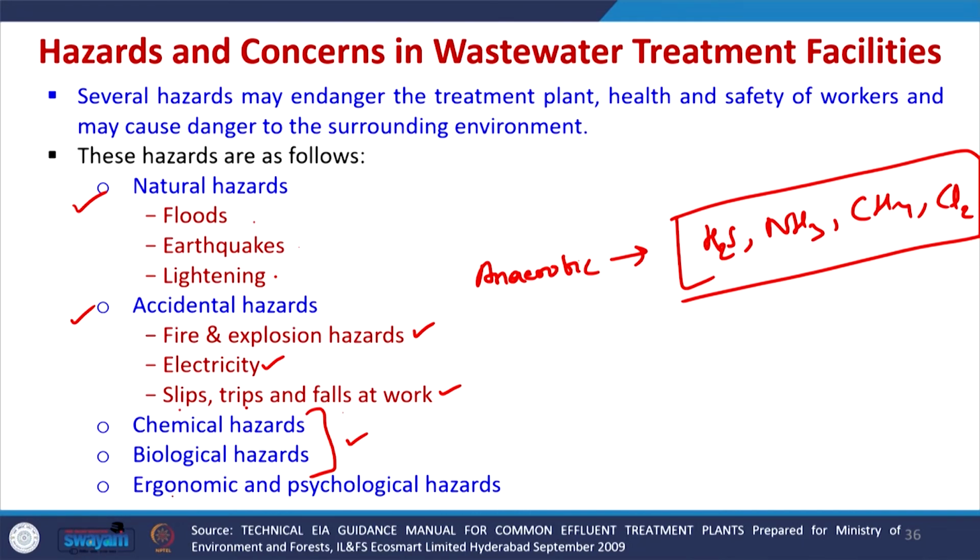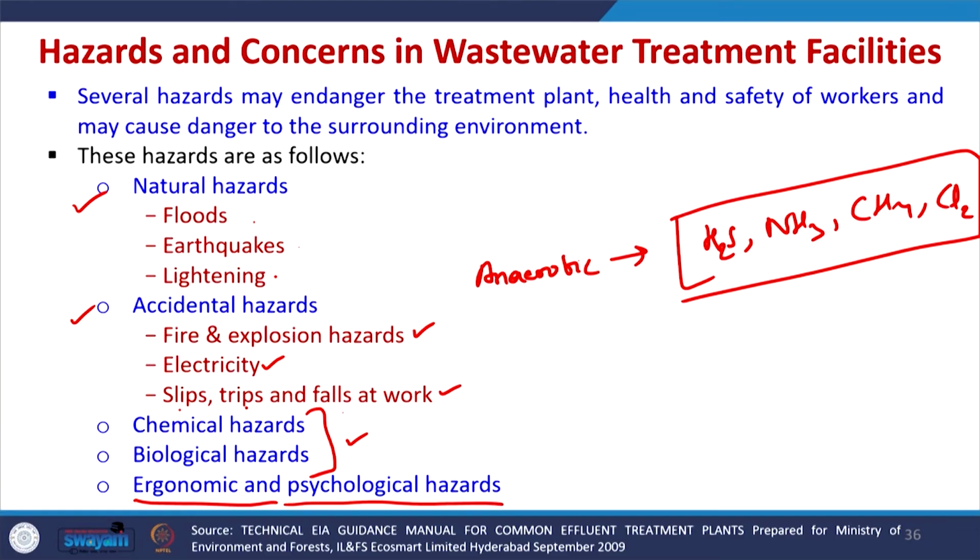Also, ergonomic and psychological hazards may be there in the wastewater treatment facilities, because we are continuously seeing bad quality water, and we may feel that odor is continuously coming. So, all these things cause problems, and some ergonomic or psychological problems may happen to the persons who are working in these places. So, these hazards and concerns have to be avoided, and also the industries which are operating these ETPs should always take care of these hazards.